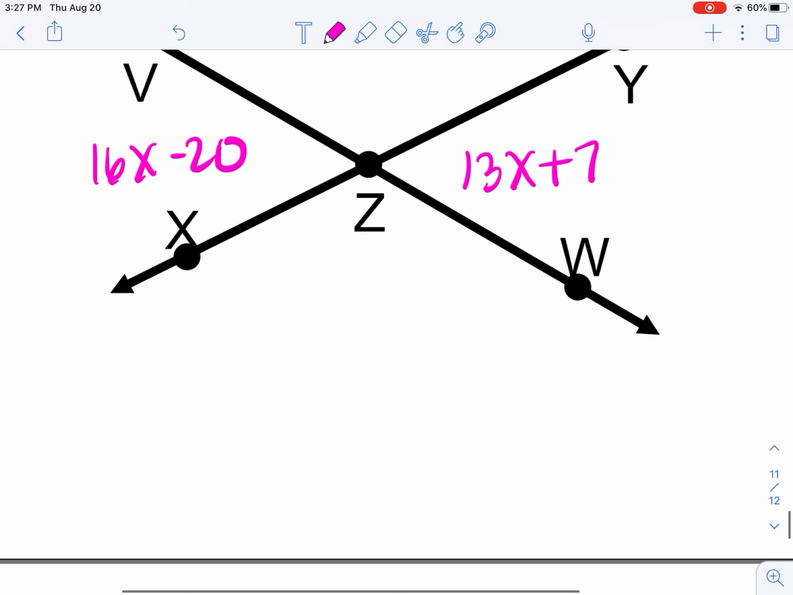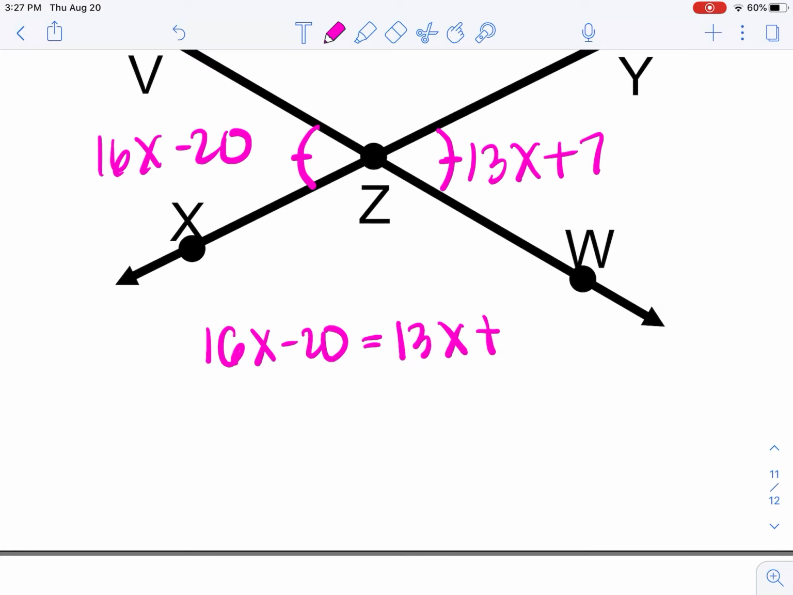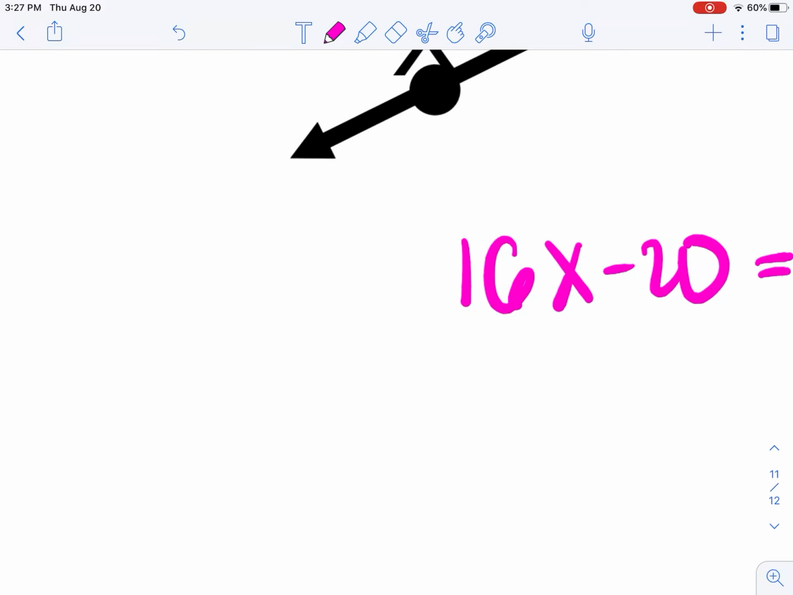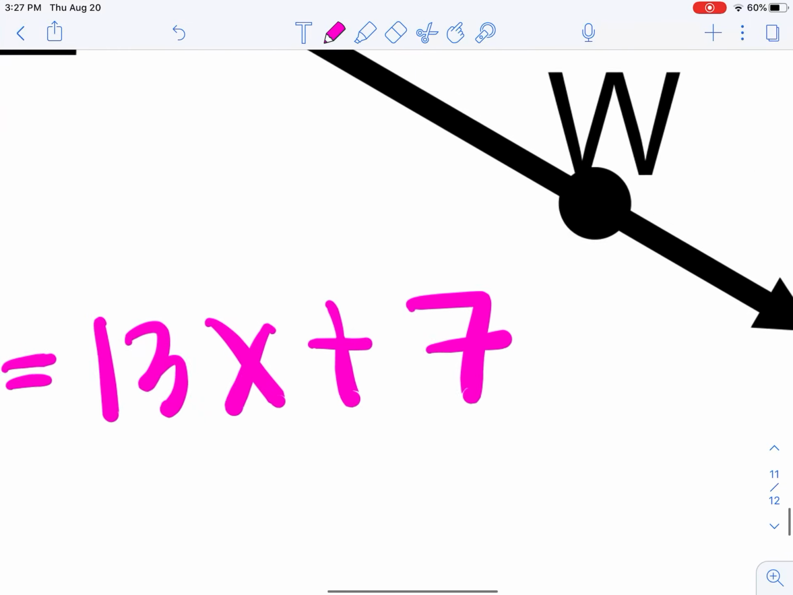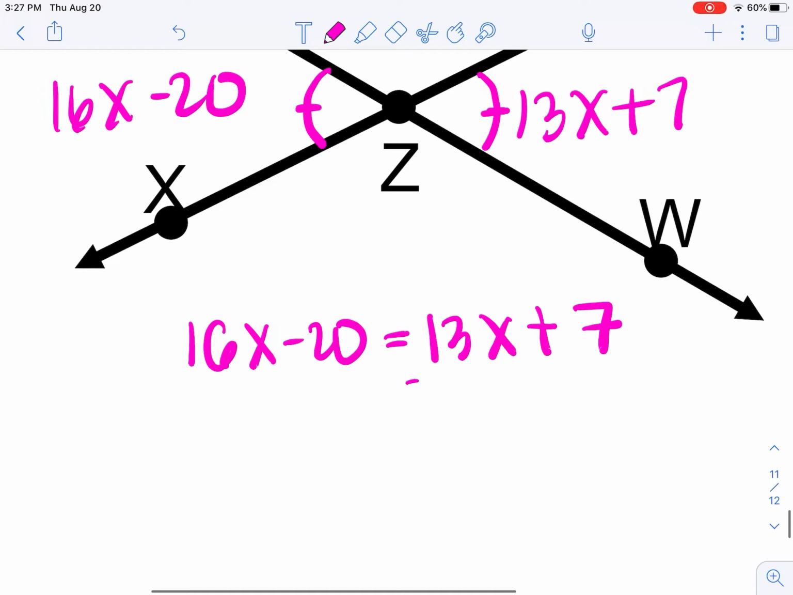Okay, so let's make sure we're practicing vocab. What kind of angles are these 2 angles that are labeled? They're vertical angles. What do we know about vertical angles? They're congruent. What does congruent mean? Equal. So I can set them equal to each other. 16x minus 20 is equal to 13x plus 7. All right, no like terms on the left side. No like terms on the right side. So I'm going to get all my x's on one side by subtracting 13x from both sides.